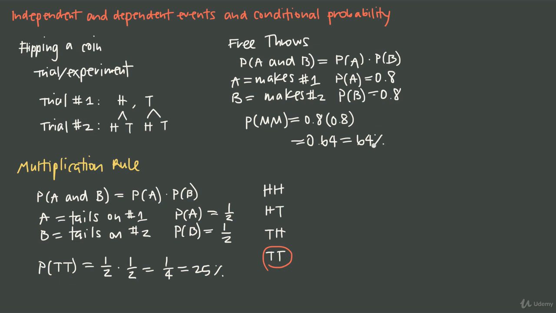Now, sometimes that feels a little confusing when we think about a free throw shooter having an 80% free throw make percentage. Why would the probability that he makes 2 in a row be less than 80%? Why would it be 64% and not always just 80%?